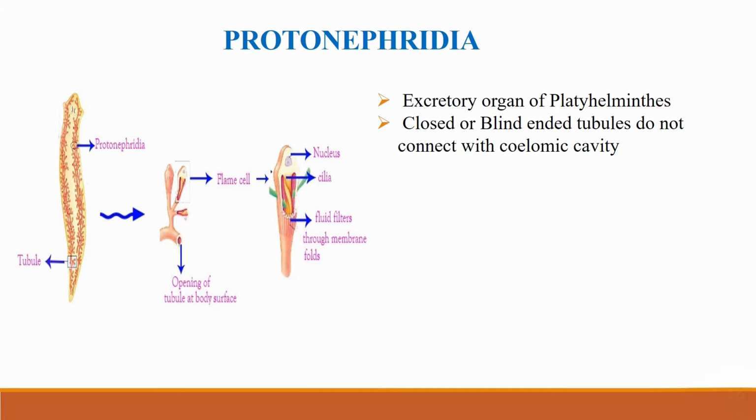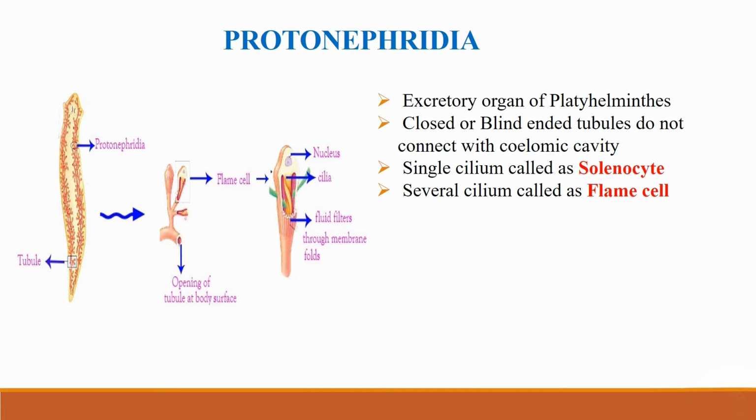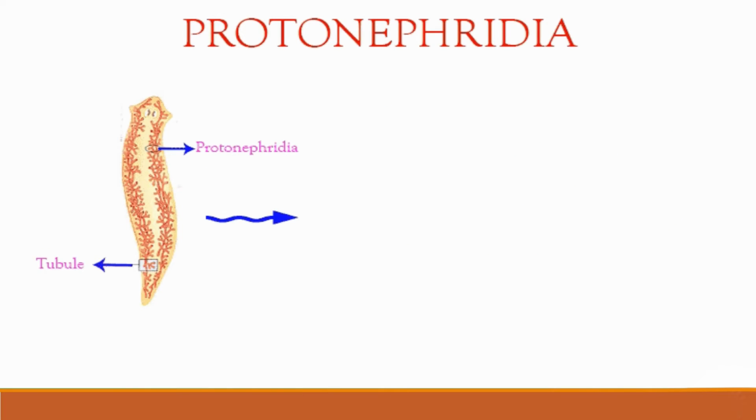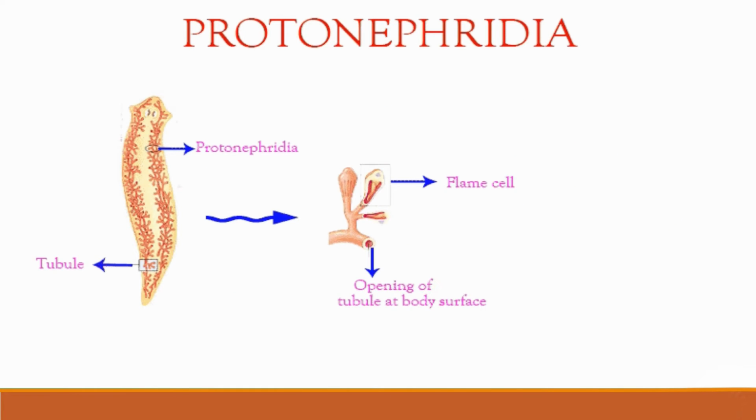If it contains a single cilium, it is called a solenocyte, whereas if it contains several cilia, it is called a flame cell. The beating of cilia transports fluid to the tip of tubules and exits the body via pores. As it passes through these pores, only small molecules pass and large molecules are retained back. And here, the process of ultrafiltration is first seen.